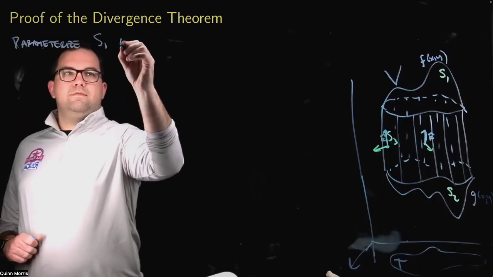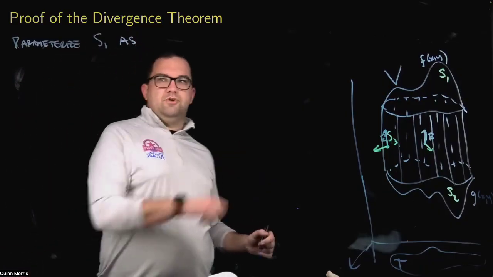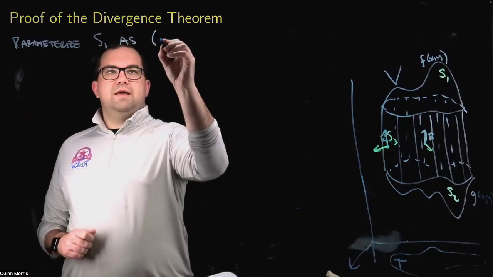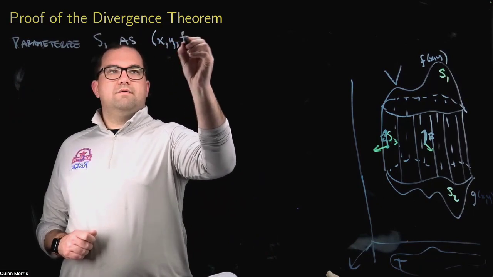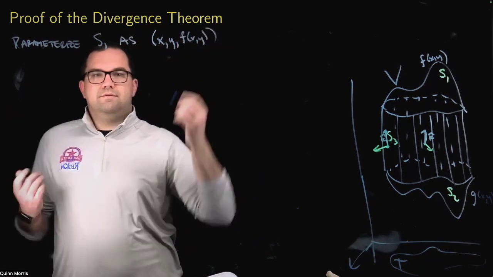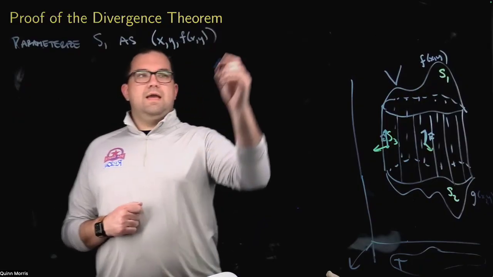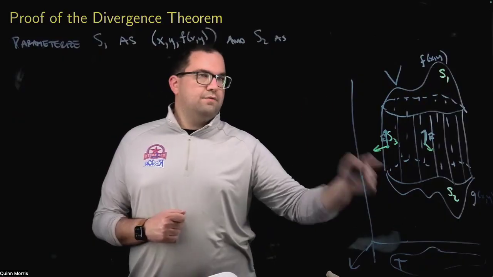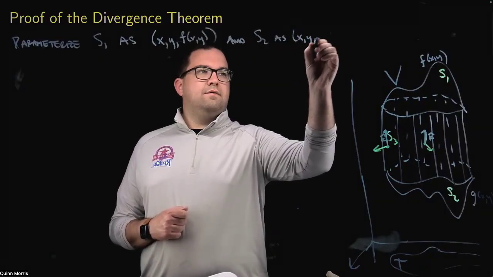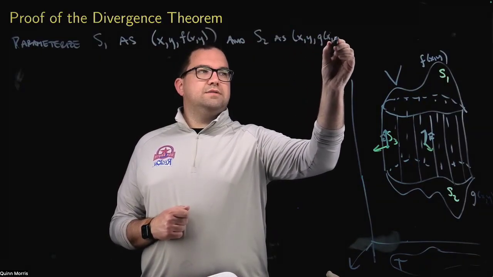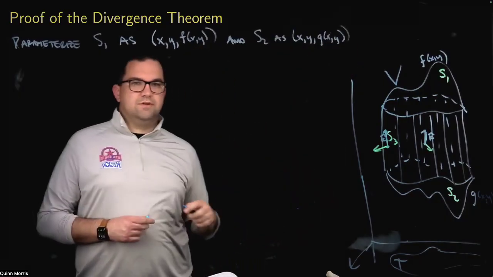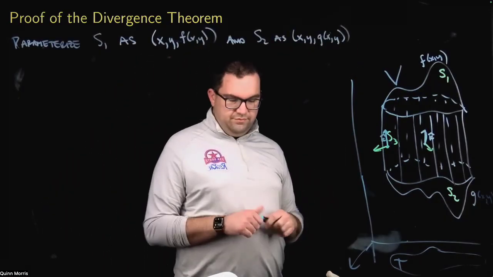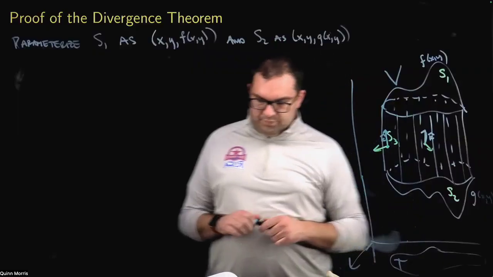Parameterize S1. Okay, so this upper surface, we're just going to parameterize it as x, y, f of xy, right? And S2 down here as x, y, g of xy. Really easy to parameterize these surfaces that are just graphs of functions.